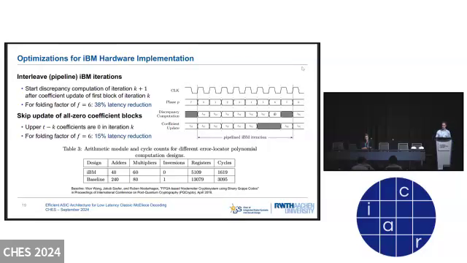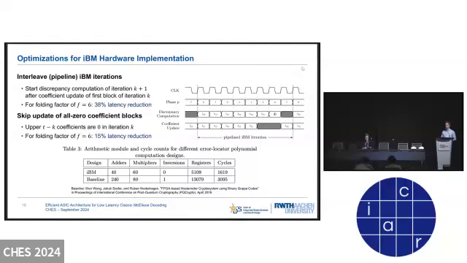The first optimization we implement for Berlekamp-Massey error locator polynomial computation is the interleaving of the iterations of this algorithm. So after we updated one block of error locator polynomial coefficients in one iteration, we can then directly use these coefficients to begin discrepancy computation of the next iteration. For the folding factor of 6 that we used, this then leads to a latency reduction of 38%.